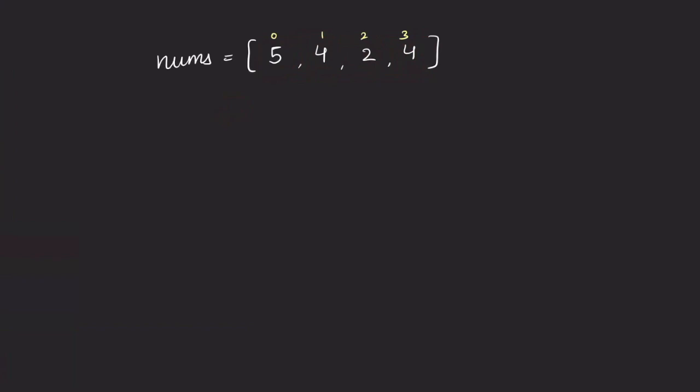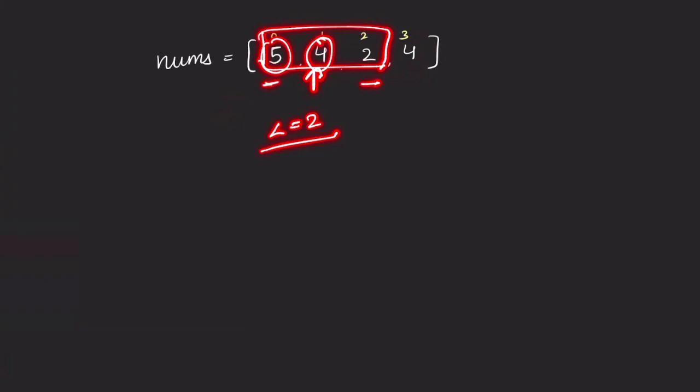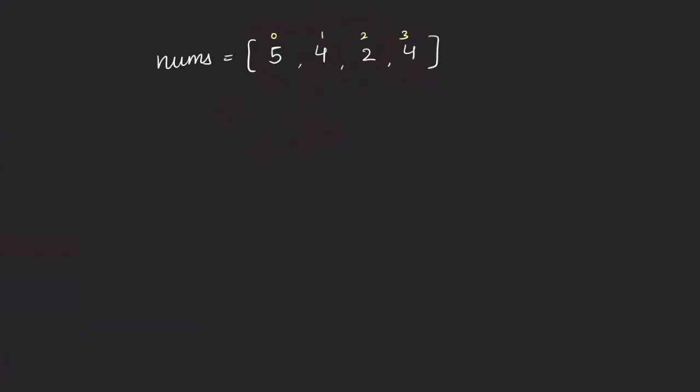Now, what do they mean by continuous subarrays? They are saying that if I am considering this as a subarray, then for each pair of elements, the absolute difference between them should be less than or equal to 2. If we see here, 5 and 4, their difference is 1, which is less than or equal to 2. 5 and 2, it is 3. This is not less than or equal to 2, so this is not a continuous subarray. So we need to find the total number of continuous subarrays in nums, and that count we need to return as our answer.